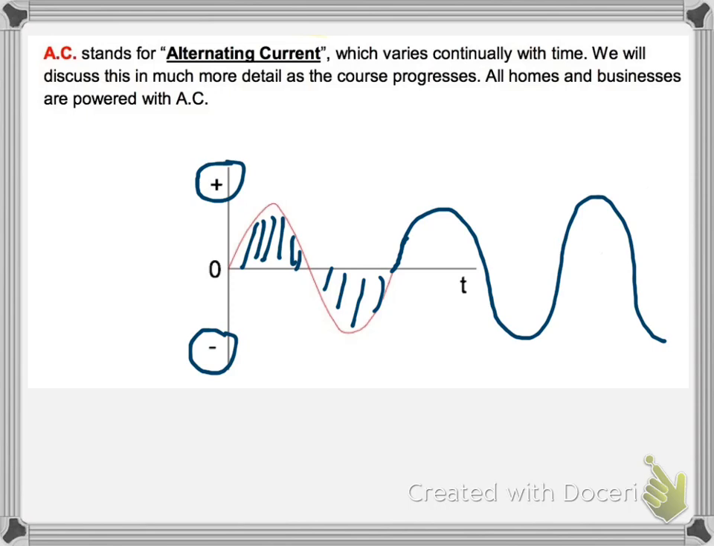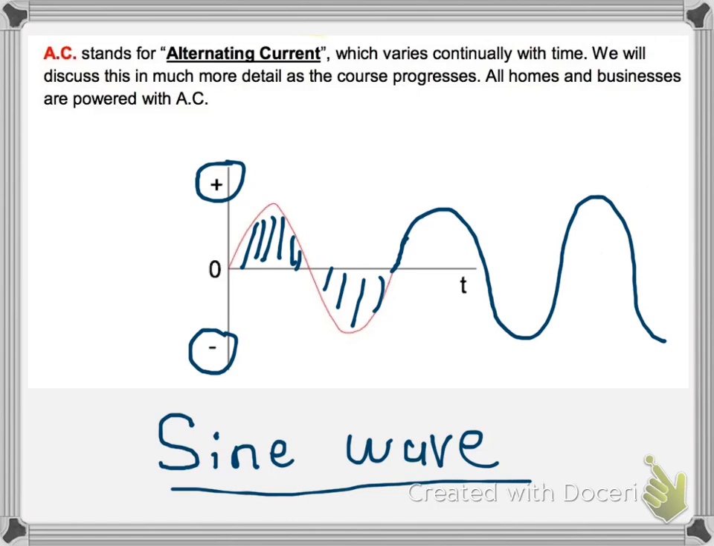For our purposes, AC, you should envision this type of waveform. It's known as a sinusoidal wave, or we normally just shorten it to sine wave. It's not the only type of AC, but it's the most common type. And for right now, that's all we're going to be dealing with.